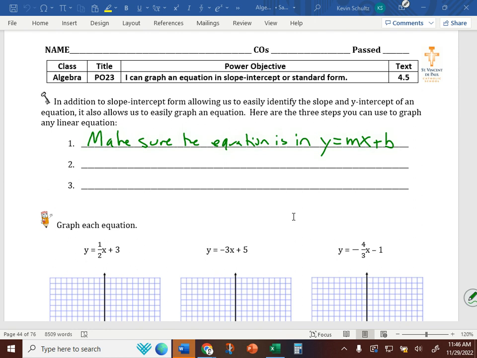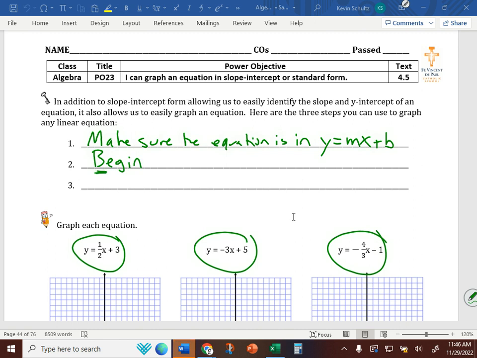Okay, and then who remembers, once you get this, like these equations here are all in slope-intercept form for you, what would you do first to graph that? You can take the b and put it on the y. Yes. You begin with plotting the y-intercept, which is the b term.